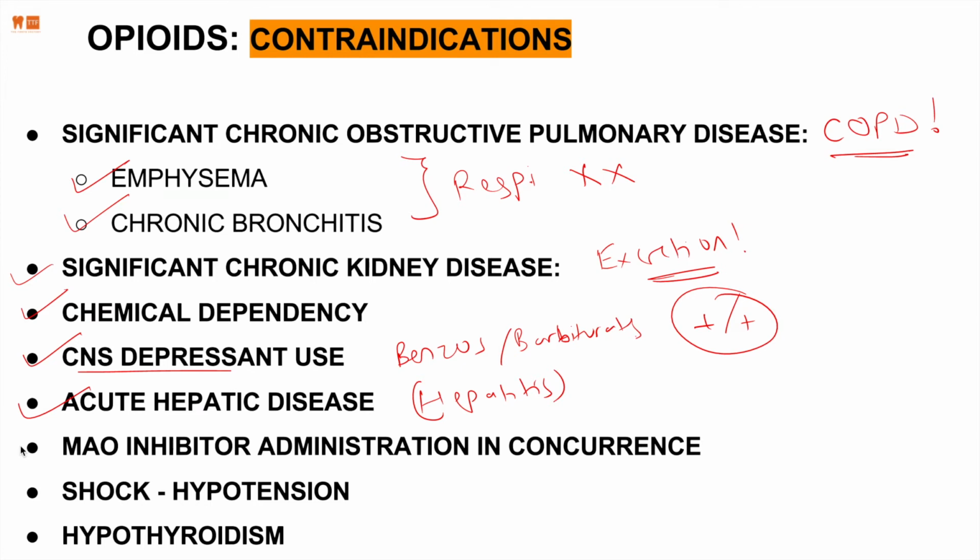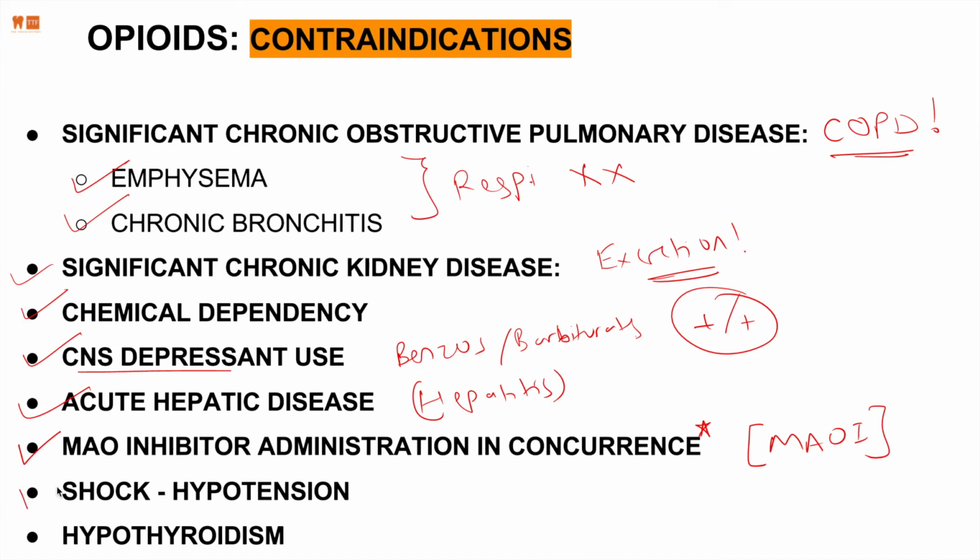And then comes the MAO inhibitor administration in concurrence with opioids. Now MAO inhibitors, right? These are very important, and we will extensively talk about them in the coming slides because in the exams they do ask the relationship of MAO inhibitors and opioids. We'll take a look at these points in the future.